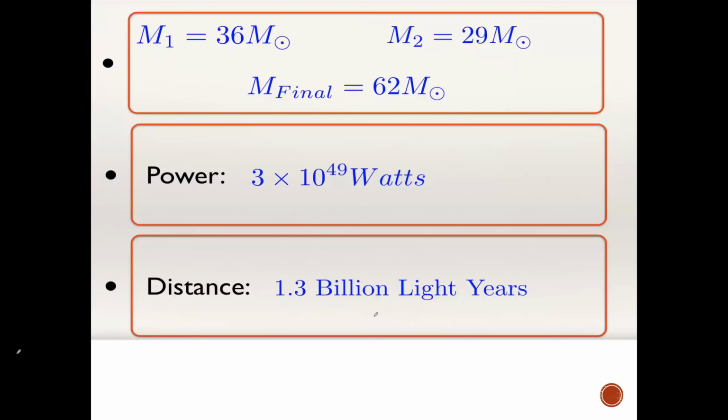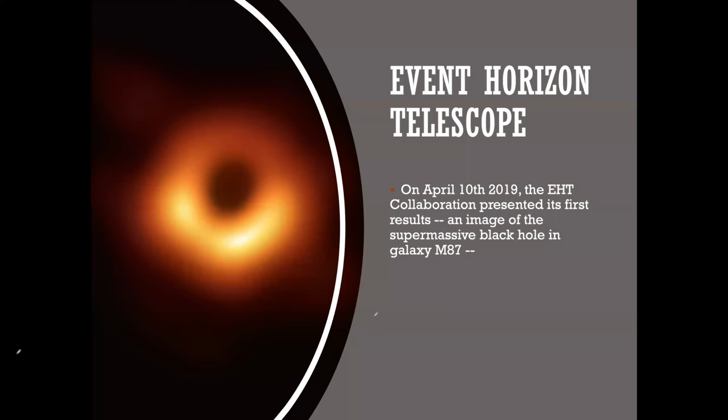So these are some details about the detected objects related to the detected gravitational waves. And then if you talk about black holes, there is something called the Event Horizon Telescope, which is actually not one telescope, but a collection of telescopes that tried to make an image of a black hole for the first time in history. They were successful in doing that in 2019, around 2 years ago from now, and they were able to image a supermassive black hole in the galaxy M87.